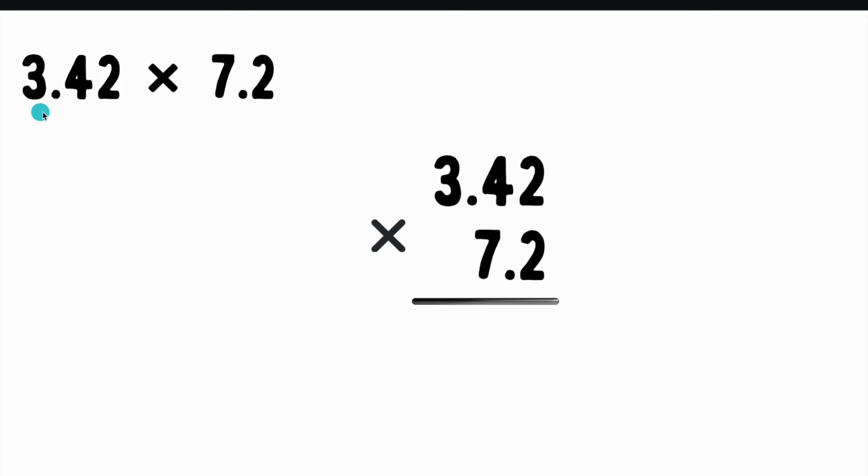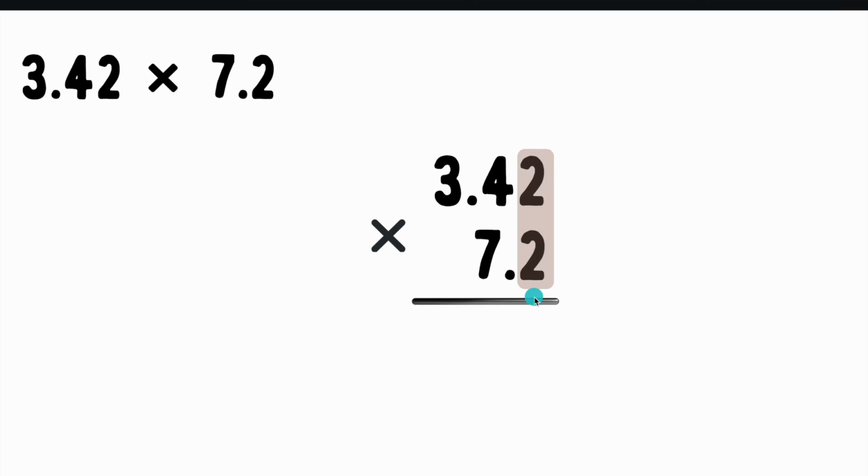Let's multiply 3 and 42 hundredths times 7 and 2 tenths. Or we can say 3.42 times 7.2. Let's start by stacking the decimals vertically. We have 3 and 42 hundredths times 7 and 2 tenths. We don't have to worry about lining up the decimals when we multiply. We'll get to that later.